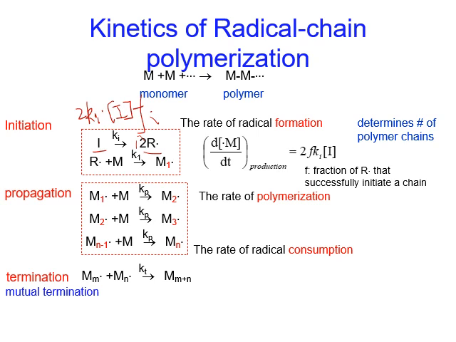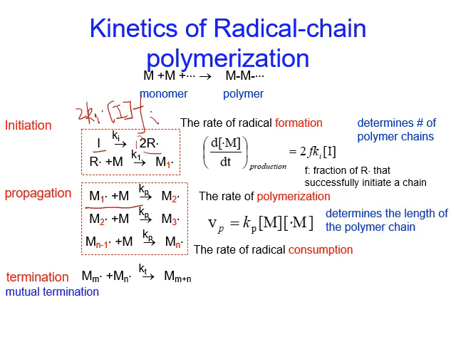For the propagation step, this step forms a grown polymer, and this reaction is a bimolecular reaction, so it's second order: kp times M, where M is a monomer and Mi is a radical. And in the termination step, 2 radicals are consumed to form a larger molecule, so it's second order. Because it consumes radical, we have a negative sign, times 2 because 2 of them are consumed. And it's also second order because of the bimolecular reaction.